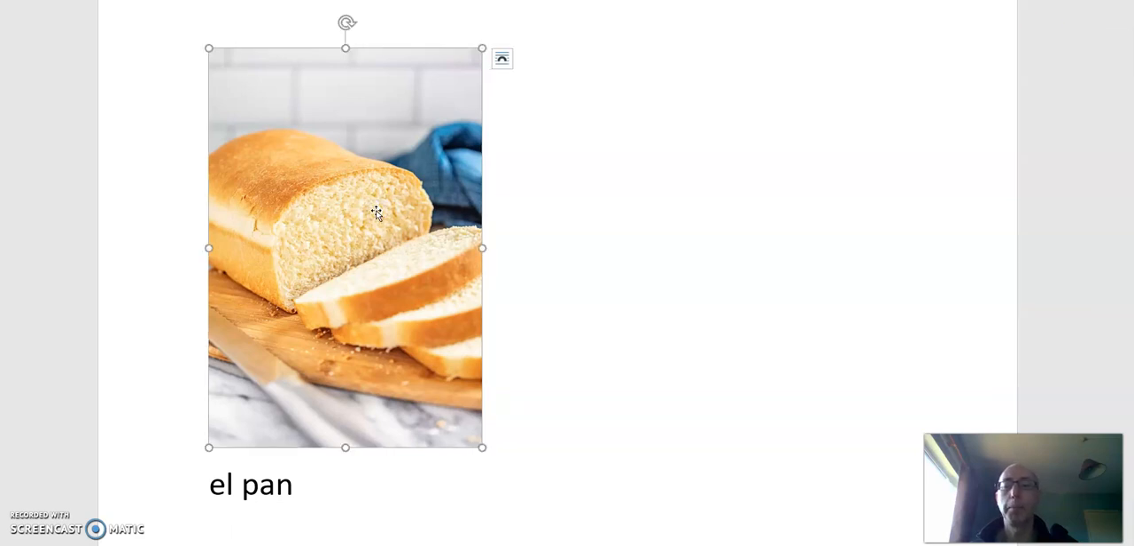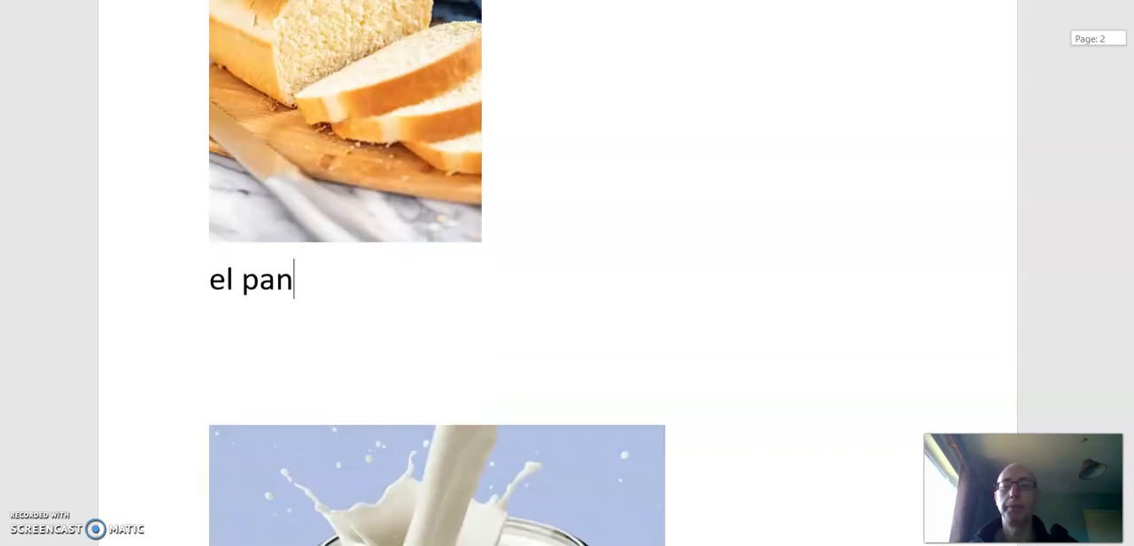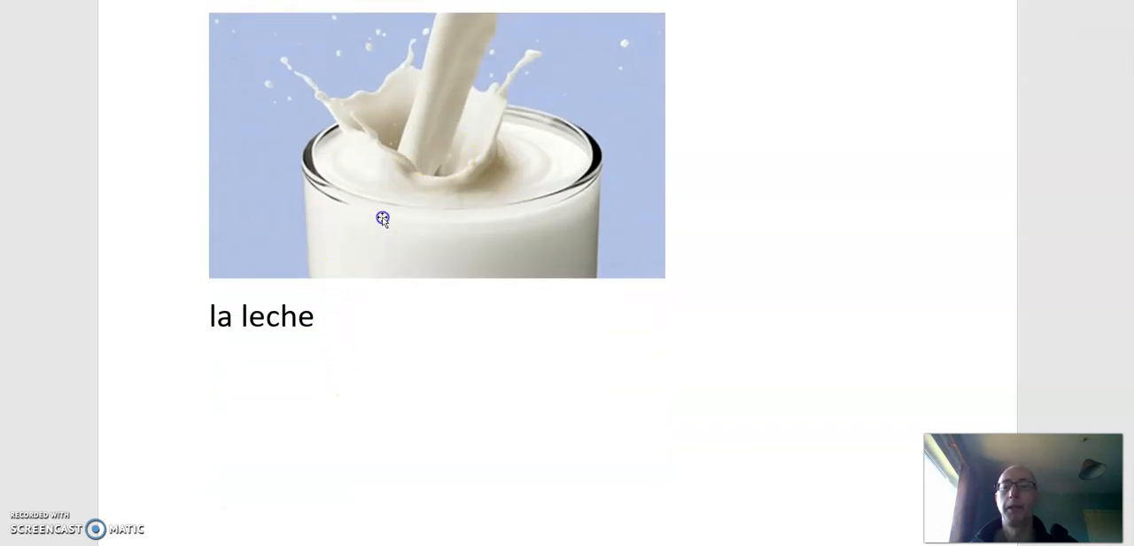So, número uno, el pan. Remember in Spanish, every noun, pan is a noun, every noun has an article. The article is either el or la. And in Spanish, they use el and la more than we use the. So it translates as the, but they use it more than we use the in English. El pan. La leche. Again, it's always el or la.